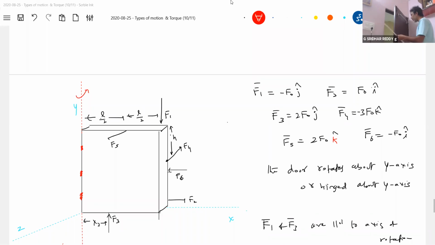If a force intersects the axis of rotation, no torque is set up. If a force acts parallel to the axis of rotation, no torque is set up. That's what the basic thing is. I'll come back to one more case next.